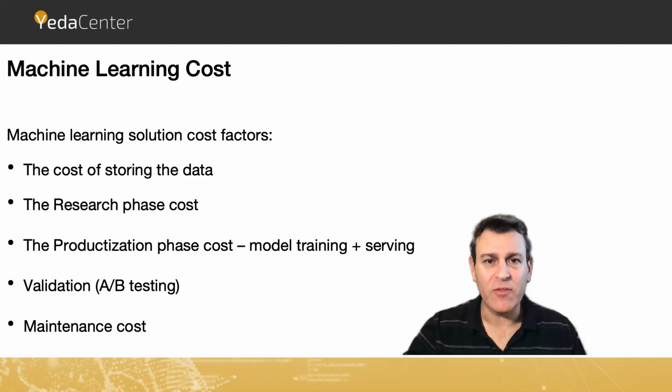The productization phase cost is also a major event, which usually comprises training the model, running on some cluster, we will talk about it in the next slide, and serving the model in real time. This also really depends on the solution that you will be making during the research. The fourth major phase is the validation phase, when you need to check if your model actually works as expected in a real-time environment, in a production environment.